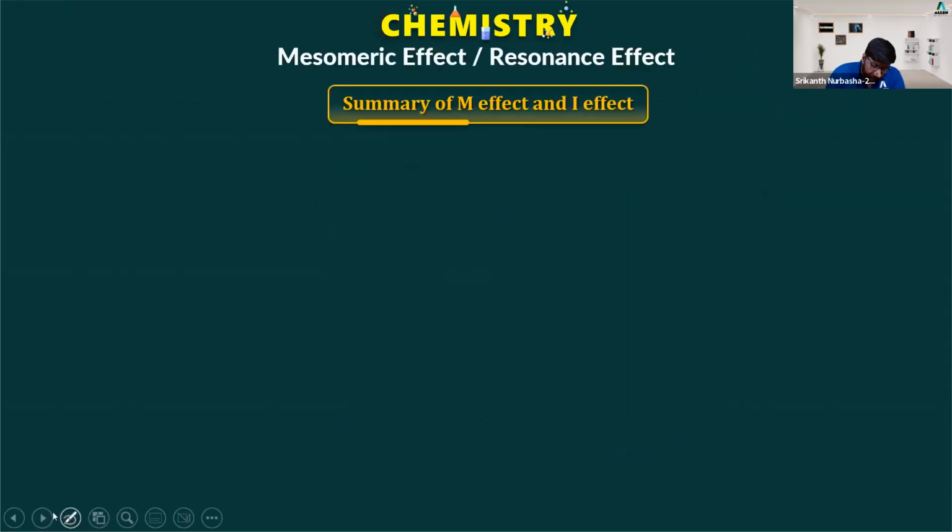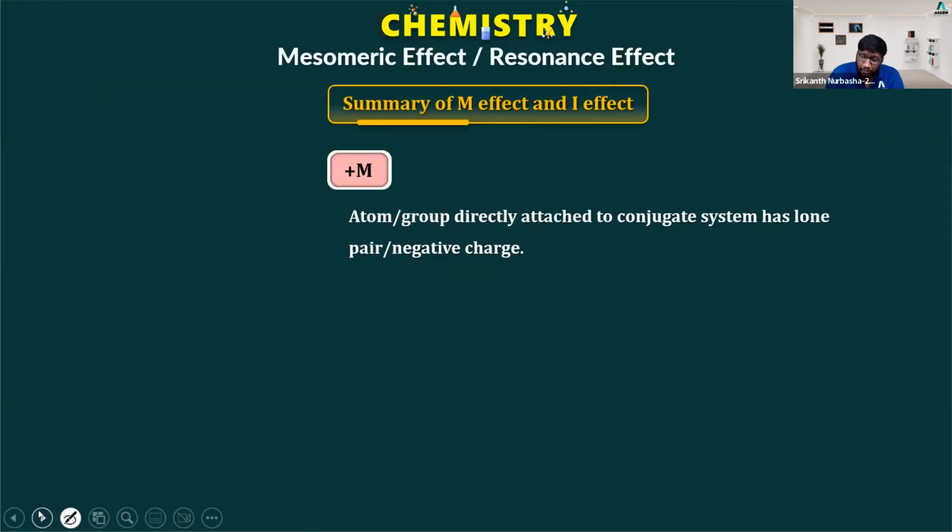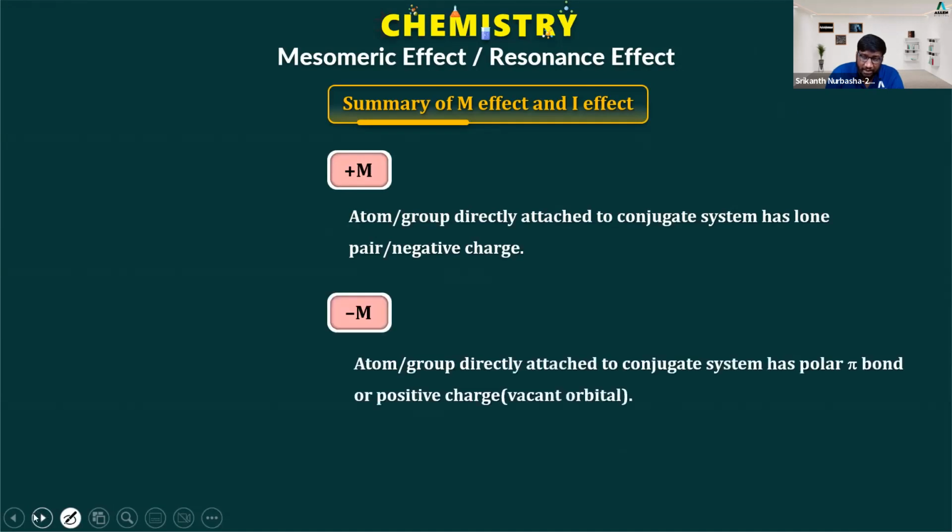So then comes the mesomeric effect. Summary of the mesomeric effect and inductive effect also. Mesomeric is dominating when compared to inductive. Plus M: an atom or group directly attached to a conjugate system has a lone pair or negative charge. Either it has a lone pair or it has a negative charge. A negative charge on the group can be in resonance with the pi electron density, and a lone pair present on the group can also be in resonance with the pi electron density. So in that case, you will have a plus M effect.